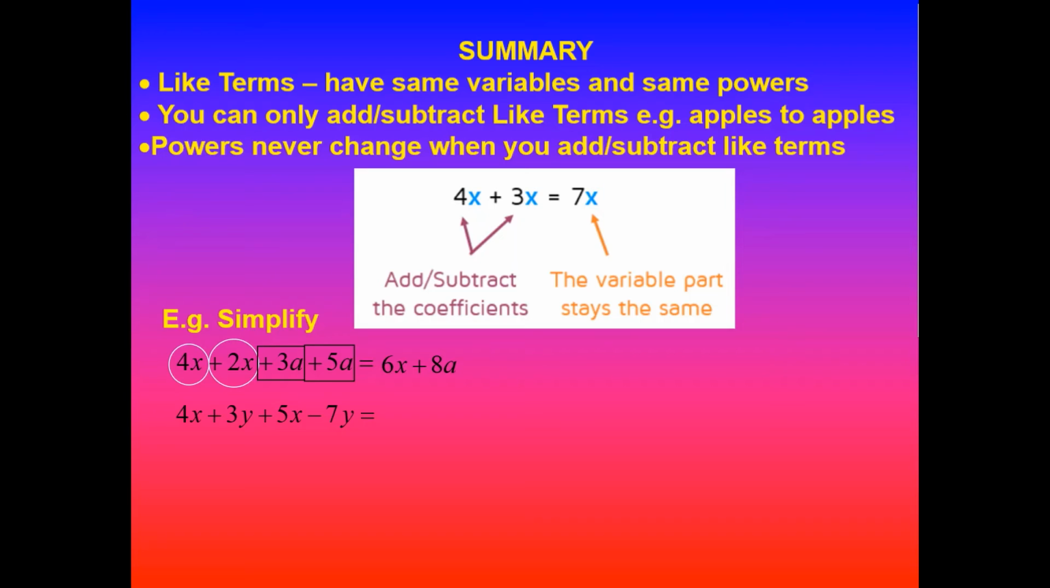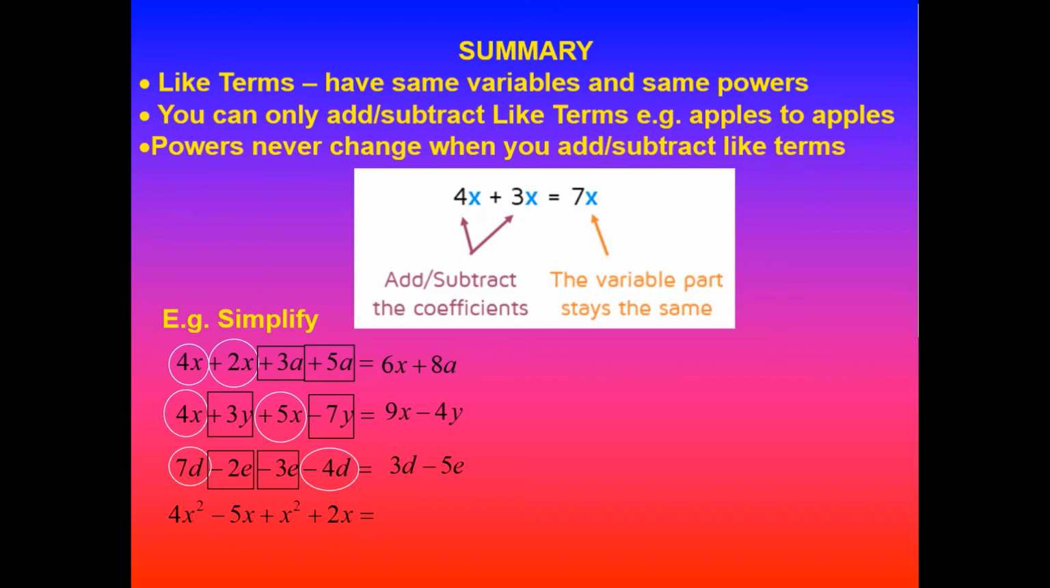Next one, 4x plus 3y plus 5x take away 7y. So just look for the like terms. In this case, 4x and 5x. So 4x plus 5x is 9x, and then 3y take away 7y is minus 4y. Be careful with this one here. 3y minus 7y. So 3 take away 7 is minus 4. Next one, 7d take away 2e minus 3e minus 4d is 3d take away 5e.